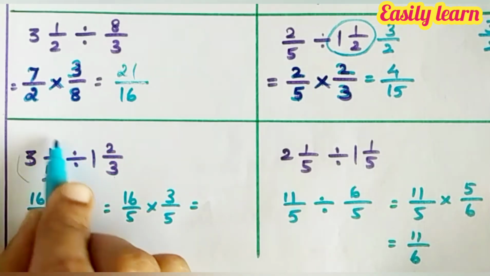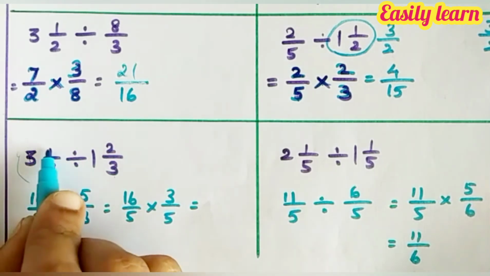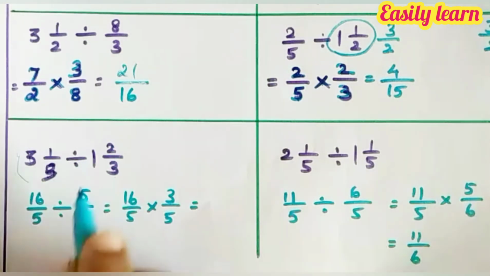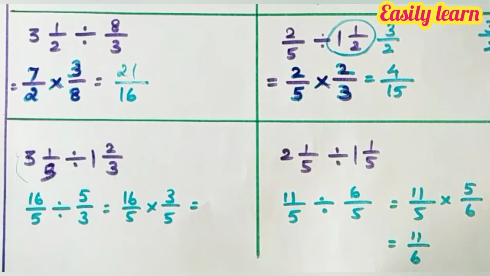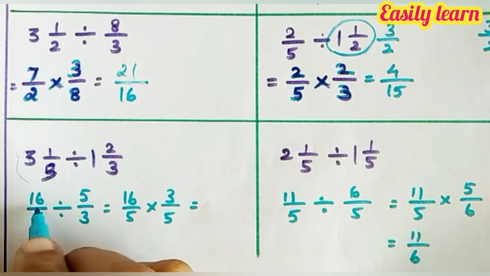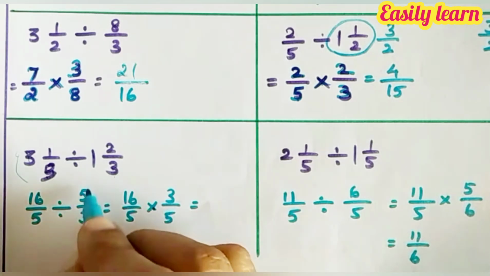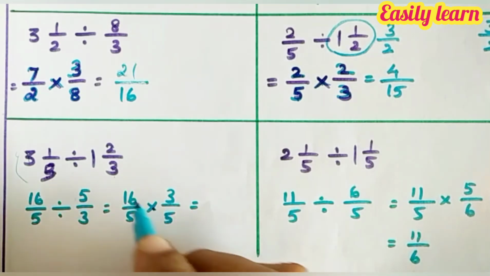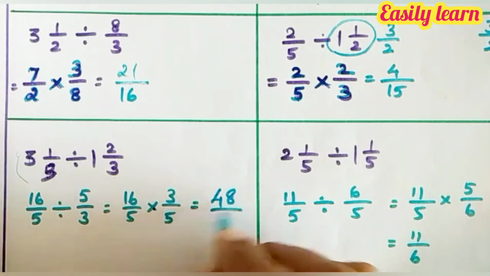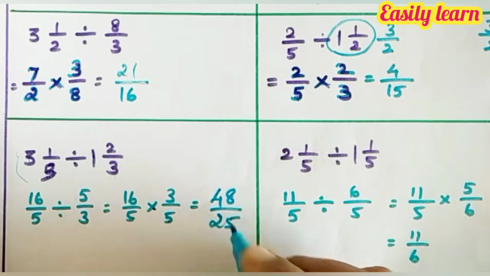So first இதை convert பண்ணிக்கோங்க. 15 plus 1, 16 by 5 divided by 3 plus 2, 5 by 3. And now you go to the operation, okay, division operation part. 16 by 5 into இதோட reciprocal 3 by 5. You cannot cancel anything, so just multiply and write 48 by 25.